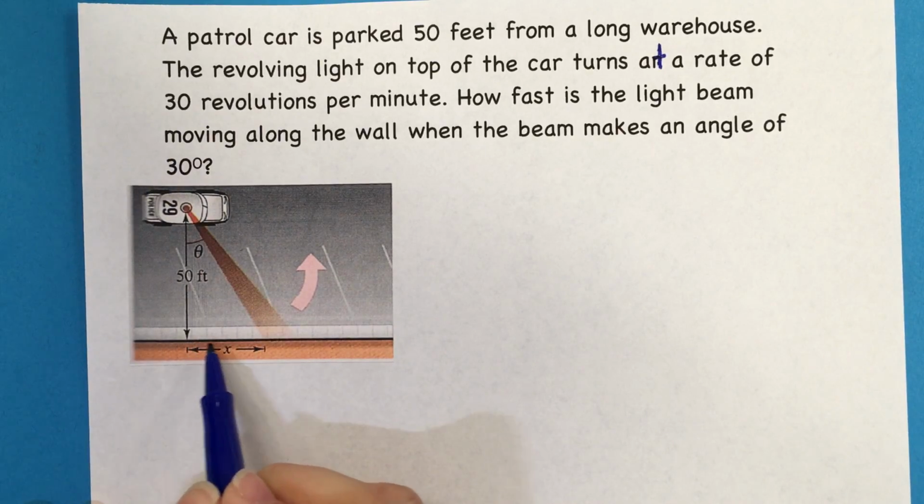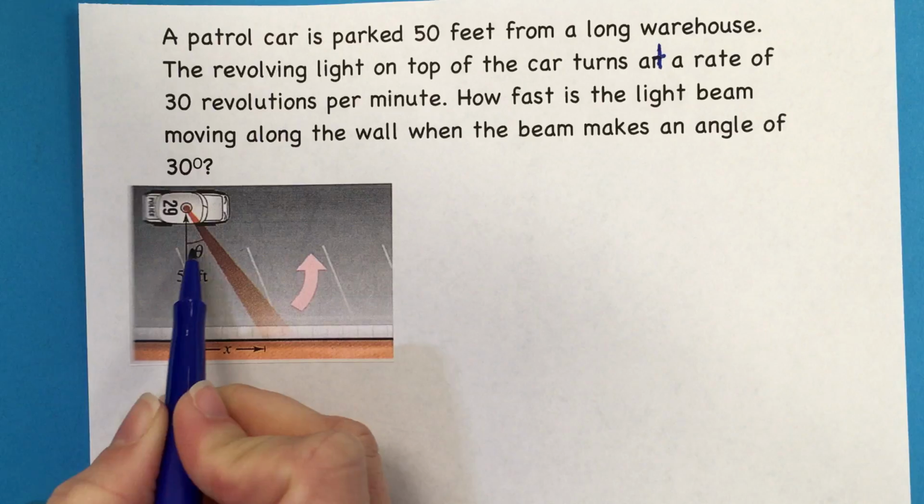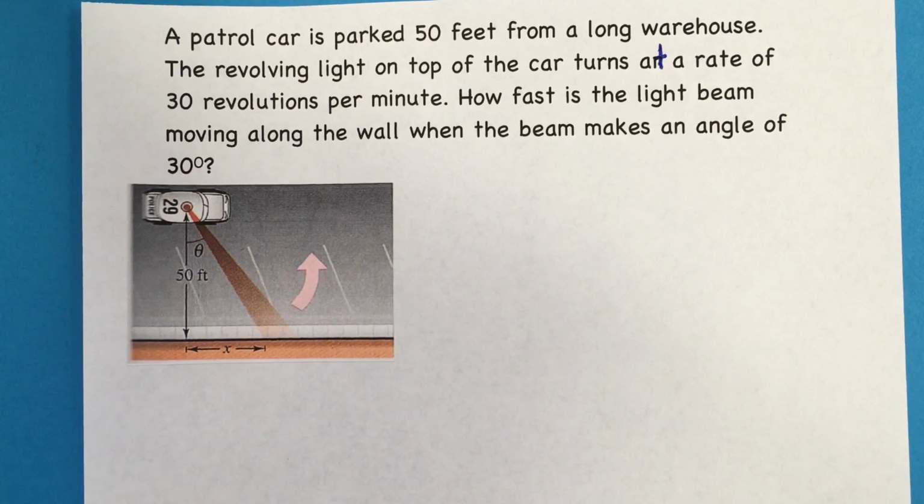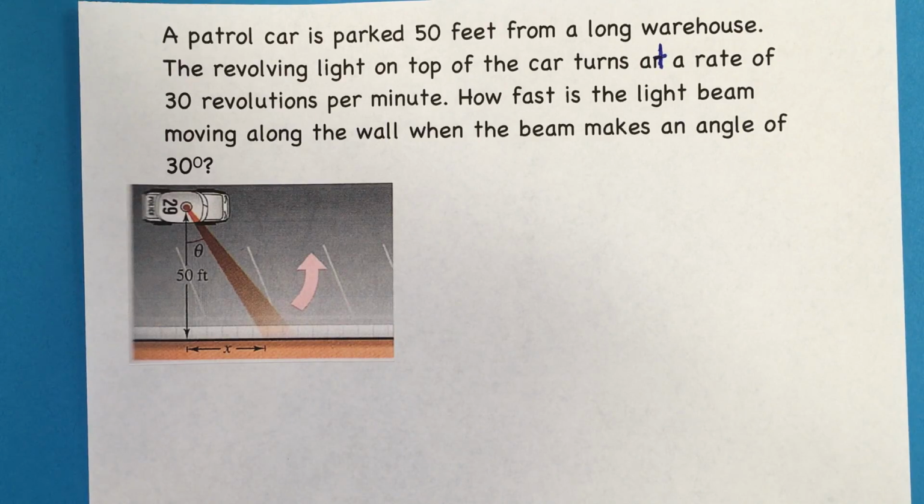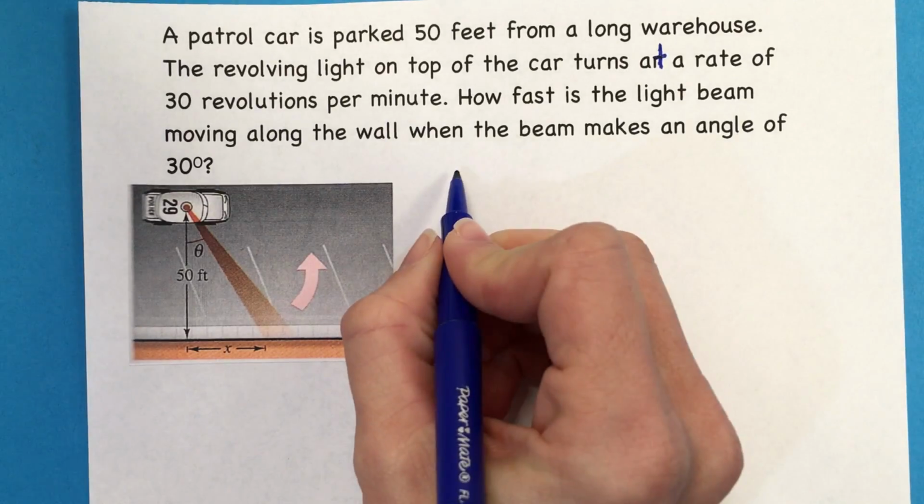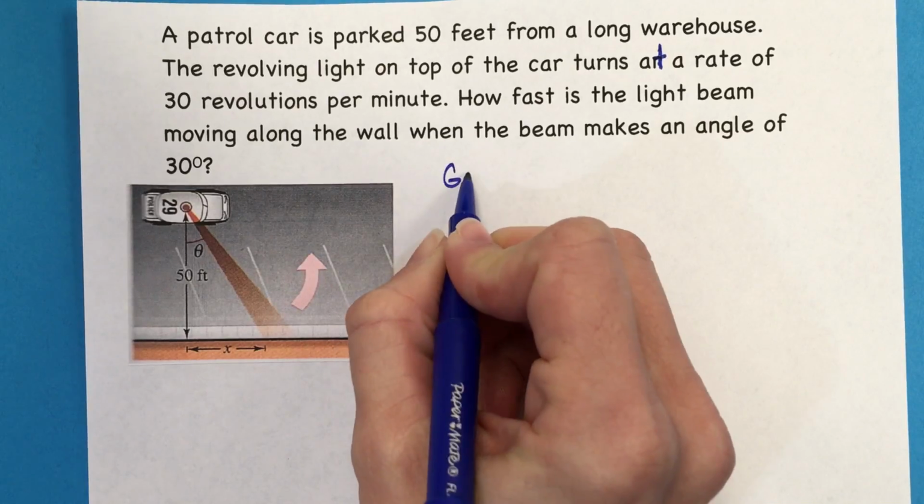So as it comes down this wall, at what rate is that angle changing as it does this? Of course, they already have this side here labeled as X, so we'll know what variable to use concerning that.